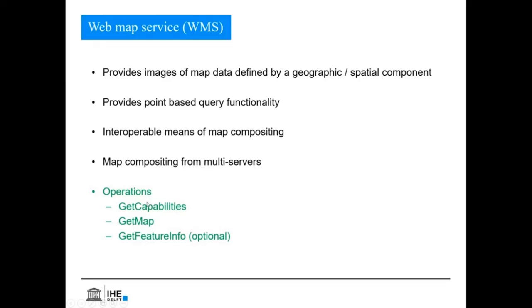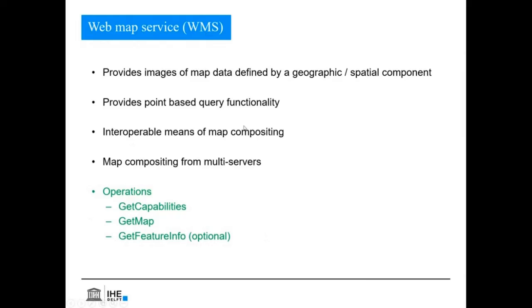Get map means, okay, get me the map. And get feature info means what exactly is that feature in that particular pixel. So that is what get feature info does. Or if it is a vector file, in that polygon or a point or a line. So these are the three operations available with the WMS.